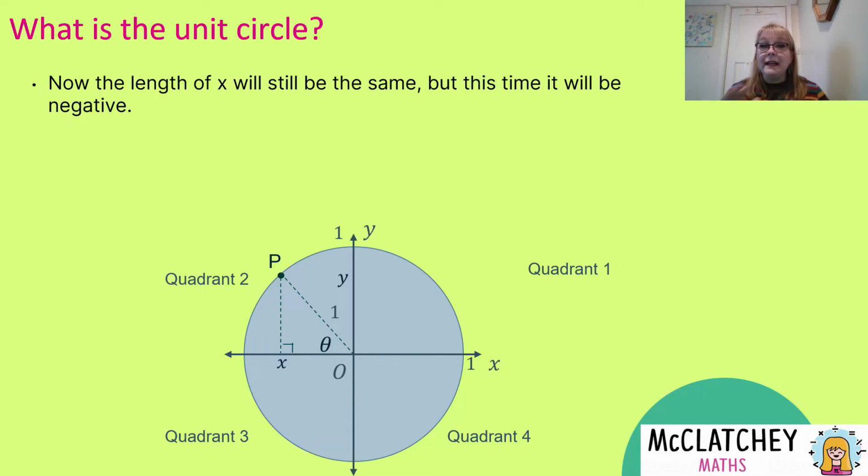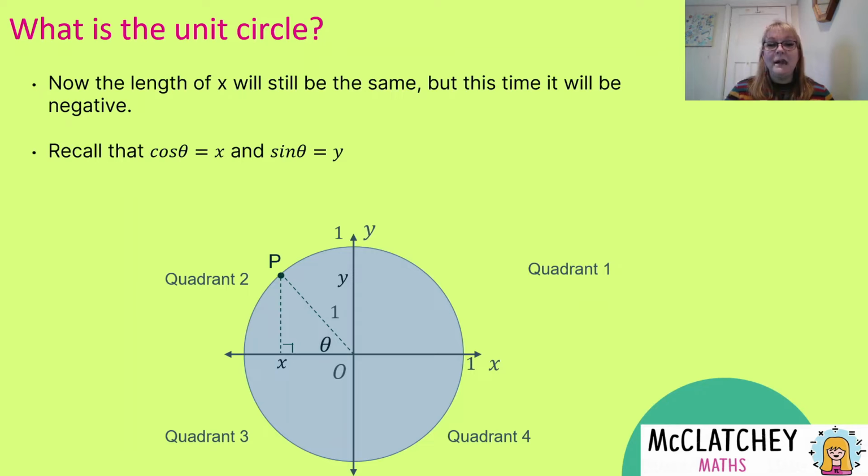Now the length of x is going to be the same. But this time you can see, if we're talking about the x and y axes, it's on the negative x axis. Y is still on the positive y axis. So that's where the Cartesian plane is important to think about. So if we think about that now, cos theta was equal to x, sine theta was equal to y.